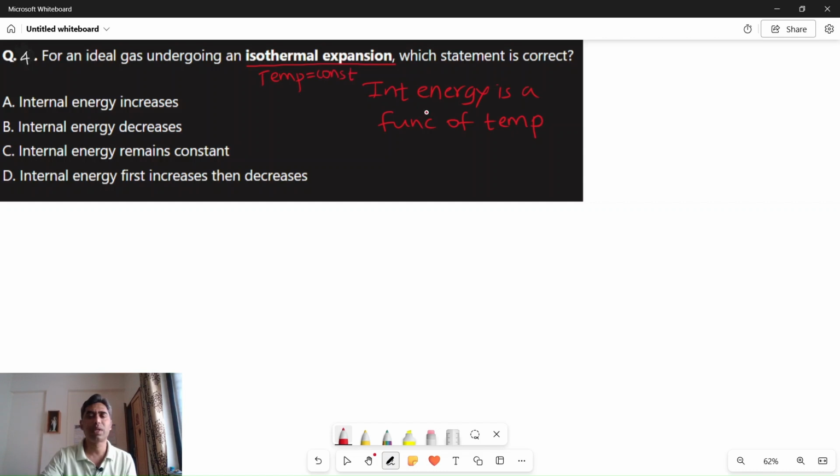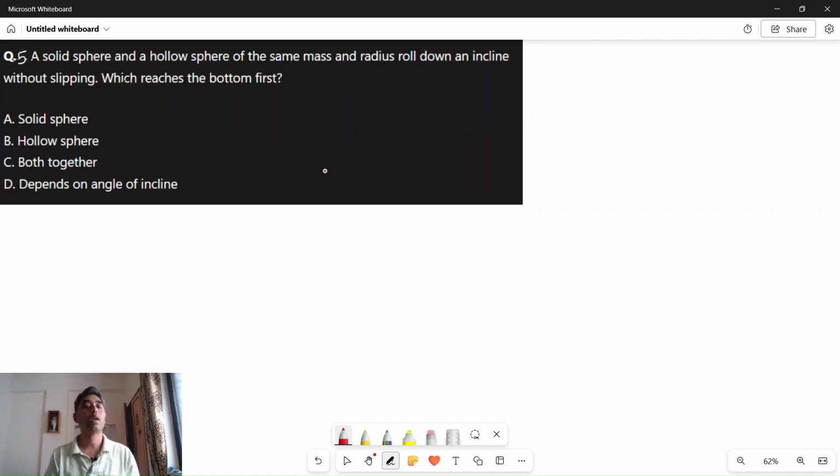So if temperature is not changing, that means internal energy, which is a state function that depends only on the temperature, should remain constant. So that is option number C. Okay, we'll see the fifth question.